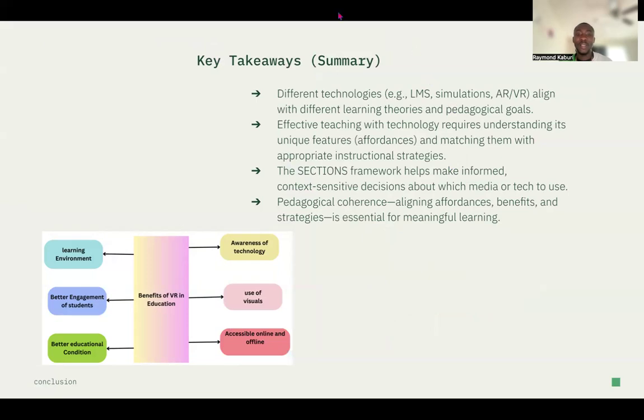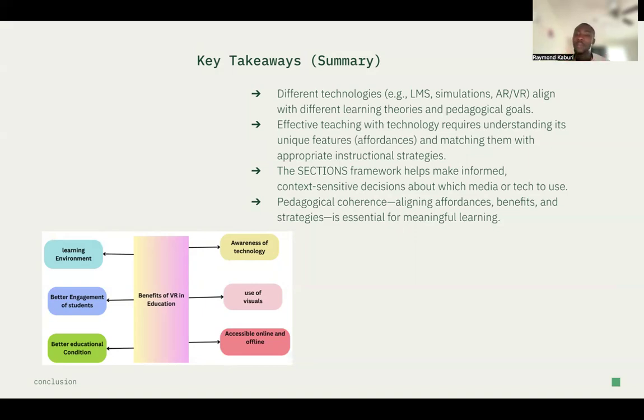Now, our key takeaways. By way of summary of this model, different technology models have different learning theories and pedagogical goals. Number two, effective teaching with technology requires understanding its unique features or affordances and matching them with appropriate instructional strategies.